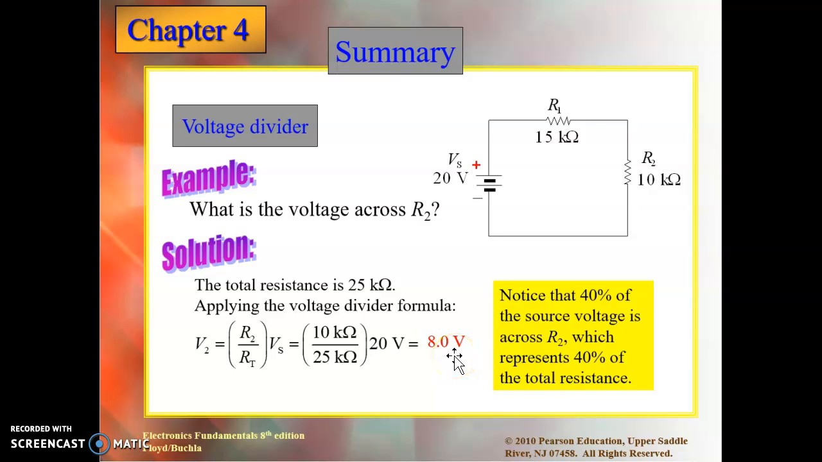Notice that 40% of the source voltage is across R2, which represents 40% of the total resistance. So that's how voltage gets split across the circuit, depending on what percentage that resistor represents as a part of the total circuit resistance.